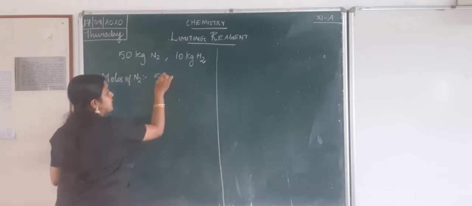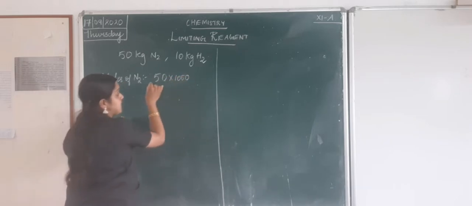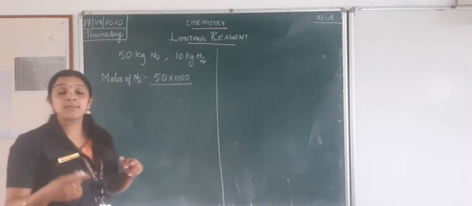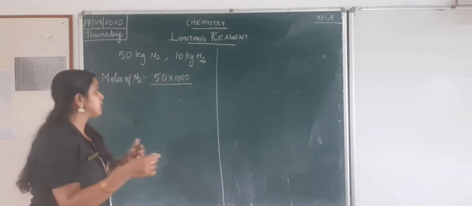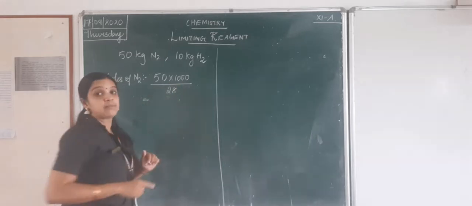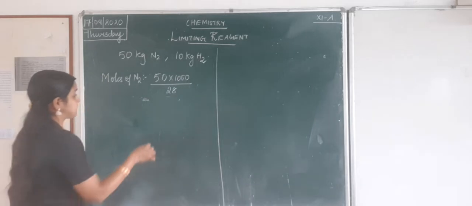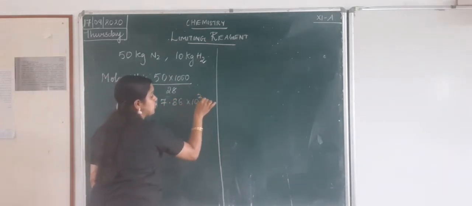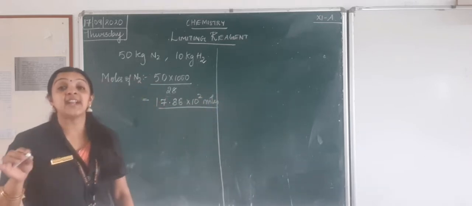So what do I get? 50 into 1000, that is the given mass, divided by GMM of nitrogen. How much is GMM of nitrogen? 14 is the GAM. So double of that, which is 28. So 50 into 1000 by 28. What is the answer? 17.86 into 10 power 2 moles. This is the number of moles of nitrogen.